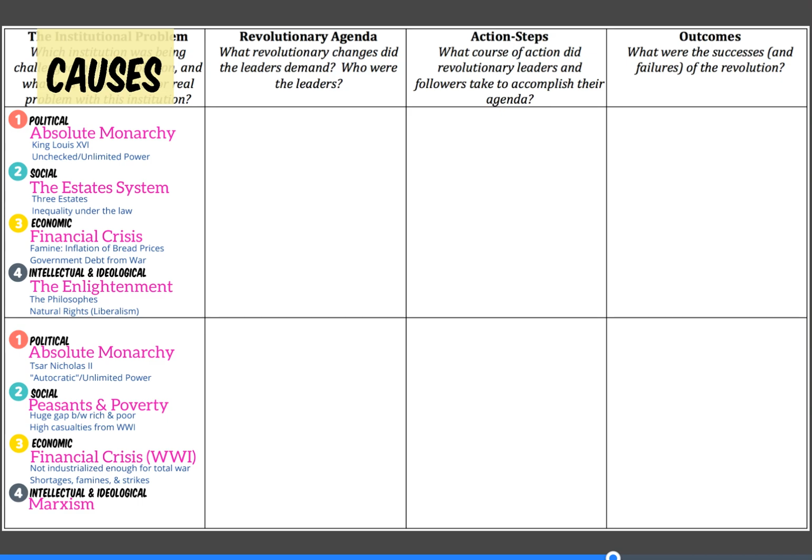All people should be equal under the law. Marxism, you might remember from our Industrial Revolution unit, Marx promoted the idea of a proletariat revolution. He believed that in an industrial society, capitalists or factory owners were exploiting the people, which led to this great inequality.